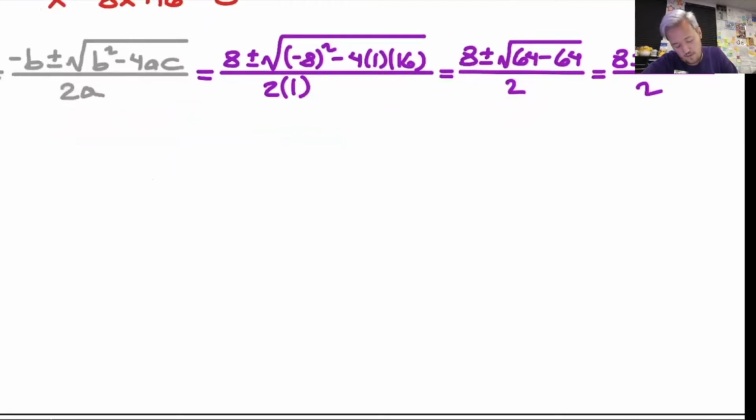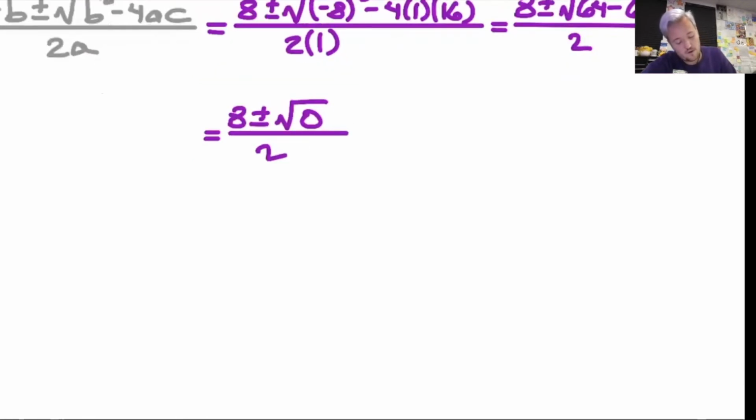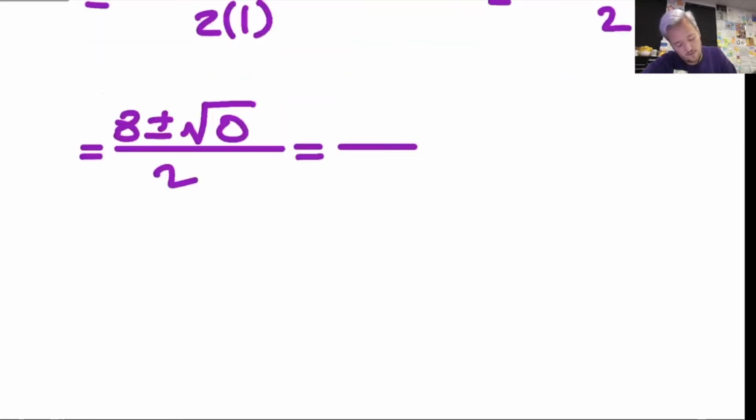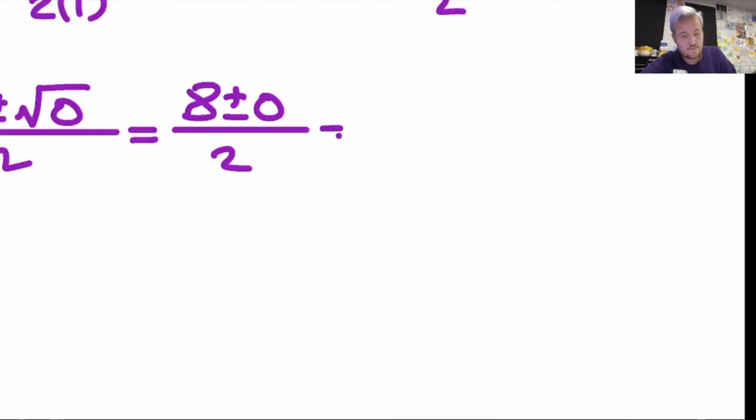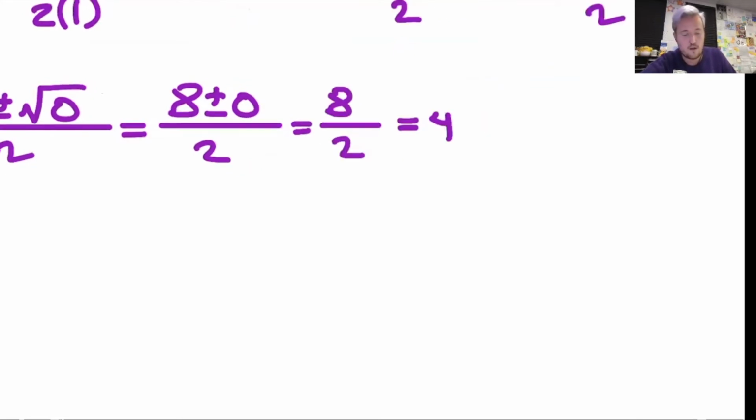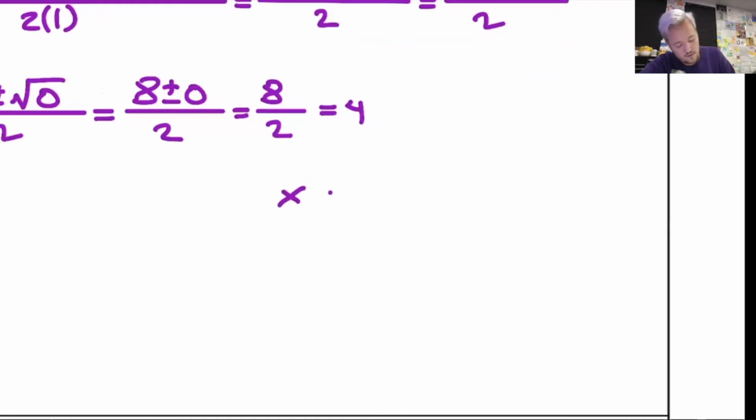I'm going to copy and paste. Let's do it right here. All right, so the square root of 0 is just 0. So we have 8 plus or minus 0 all over 2. Now keep in mind, if I add 0 or subtract 0, it's not going to change the value. So it's literally just going to be 8 over 2, which simplifies to 4. So because our discriminant was equal to 0, that's also an indicator we're only going to have one solution. We're not going to have two.